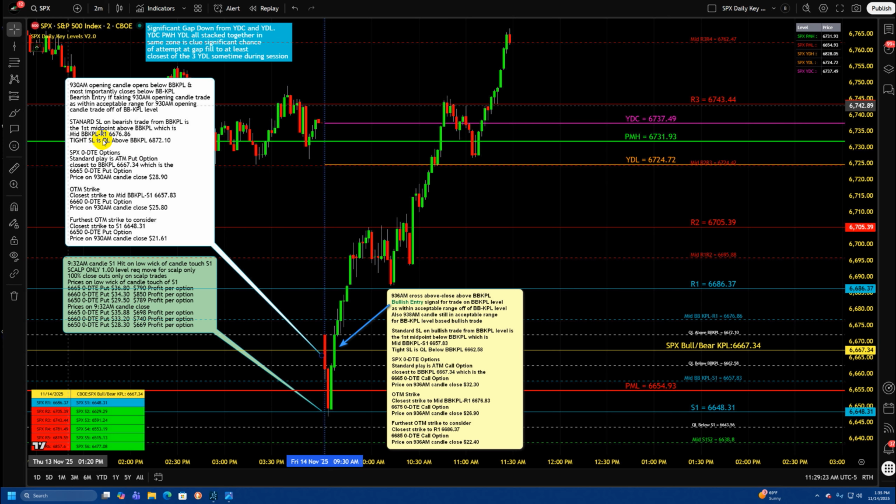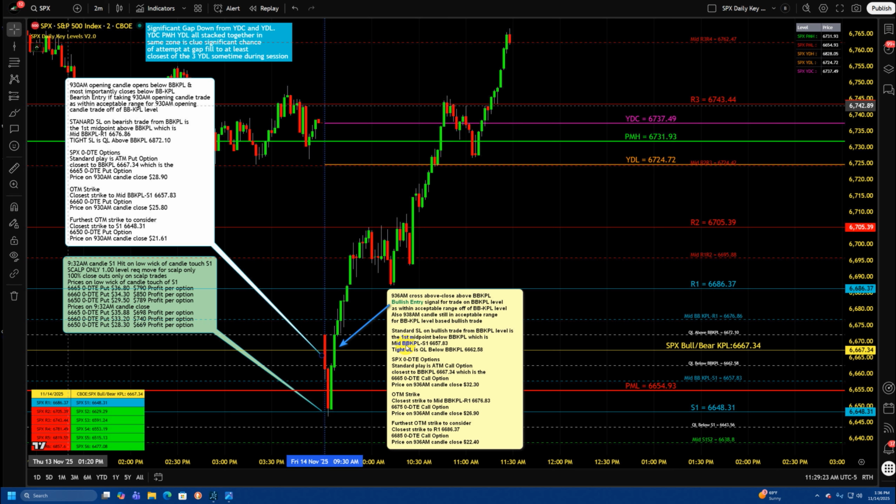And on the close of this candle, you had 3 different option strikes that you can use. With this particular indicator, for any bullish or bearish trade off of any of the main levels that you wish to take, there are always going to be 3 different option strikes that you can consider. One is going to be the standard play, which is an at-the-money option at a strike price that is closest to that level's price.